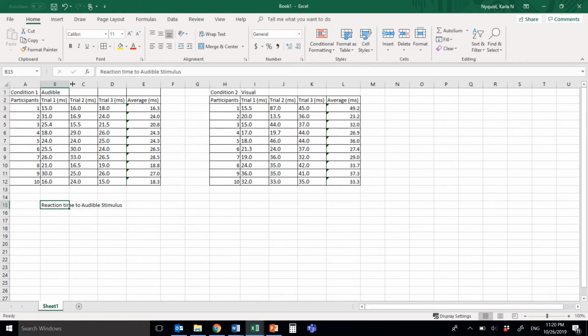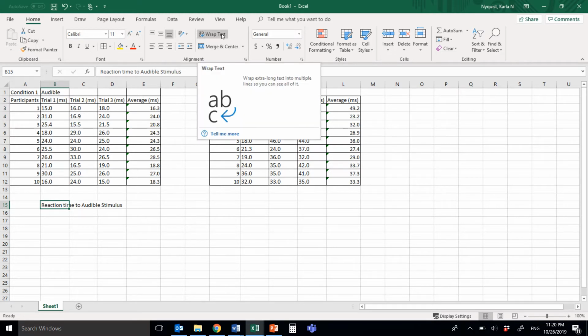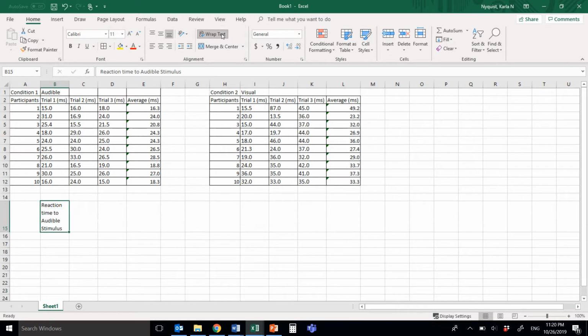So instead of making the whole column wide, there's another trick you can do. If you come up here to wrap text, it makes it go into the box below. So that way the column doesn't have to get wider. I'm going to put that heading there, and I'm going to say the next heading is reaction time to visual stimulus. Again, I'm going to have to wrap the text, and it fits in a box.